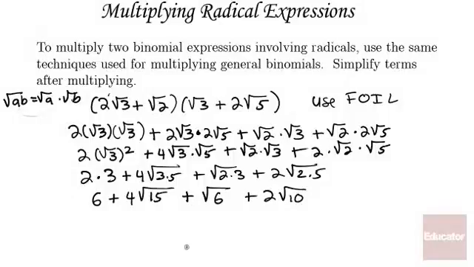Now I'm looking at this and I see that I really can't go any farther because there are no perfect squares in here for me to pull out. And since these are not like radicals, I can't add them. I multiplied it out and this is as far as I can get.